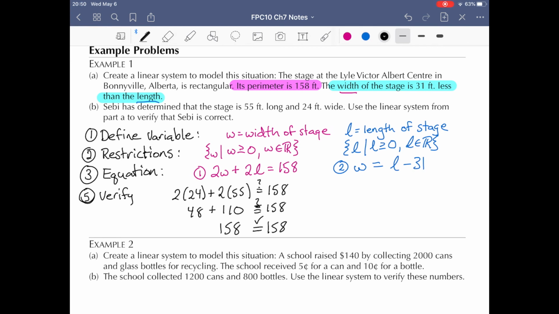Now let's verify it in the second equation. The width, 24, does that equal 55 minus 31? Well, what is 55 minus 31? It is 24. So it works out in both of these equations. So right now in this section, you're defining your variables, identifying your restrictions, writing your equations, and then maybe verifying. Step 4 is solving the linear system.